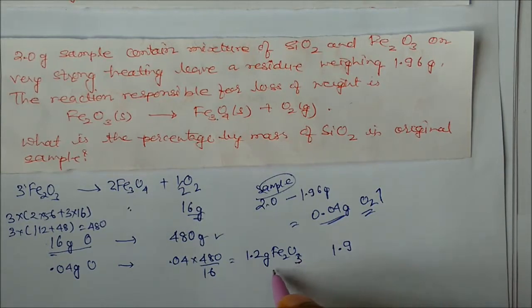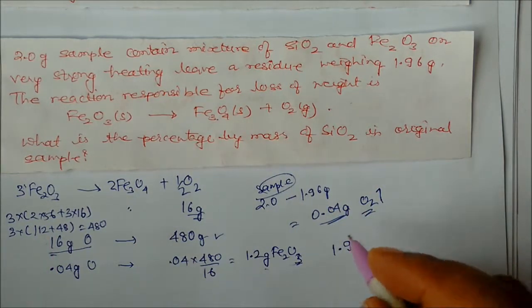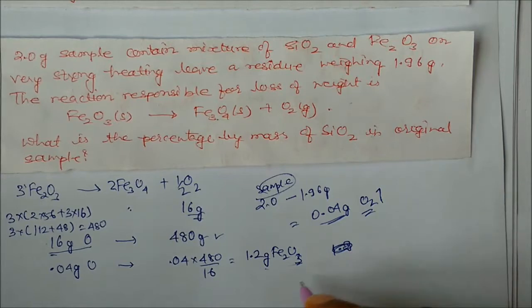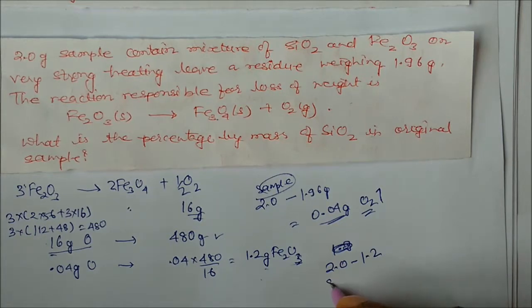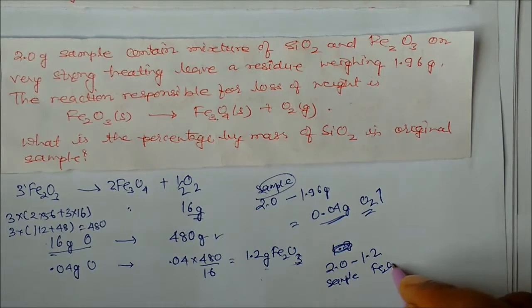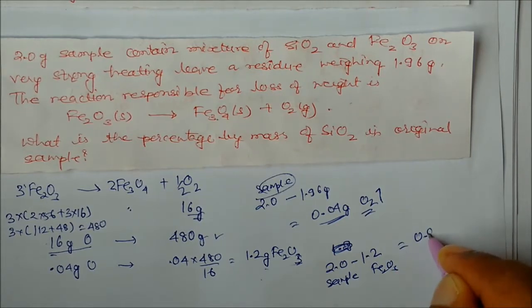1.2 is iron oxides. This we are getting from previous. Total is 2 gram minus 1.2. This is your sample, and in the sample this is your iron oxide. So we will get silica 0.8.